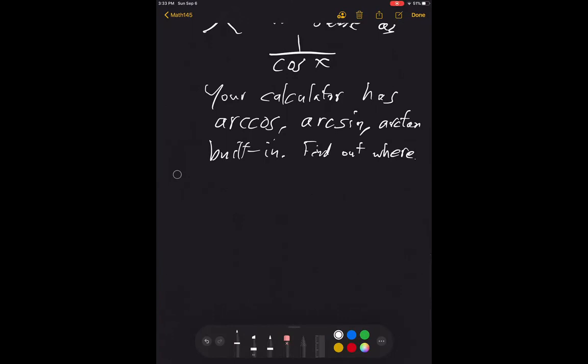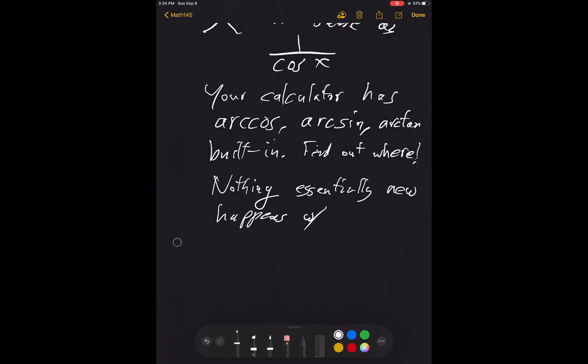And finally, we need to actually look at arcsecant and arccosecant and arccotangent, which turns out to be not that, nothing new happens there. If you have those 3 functions on your calculator, you can get by. And as long as there's no basically new things happening, we don't need those other functions built in. Nothing essentially new happens with the other 3.